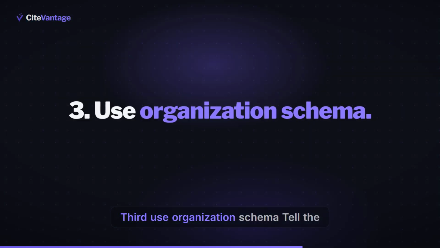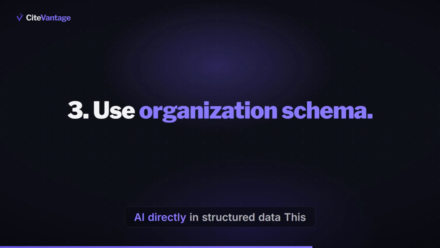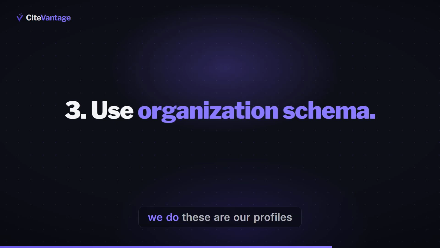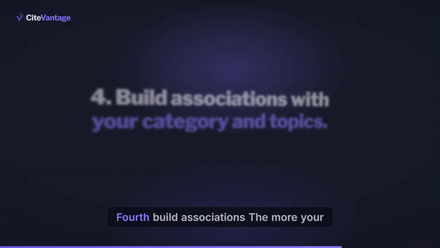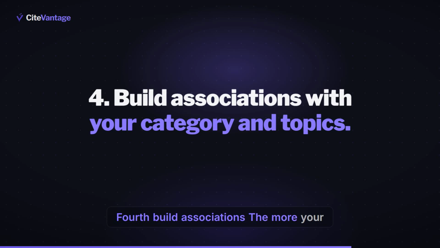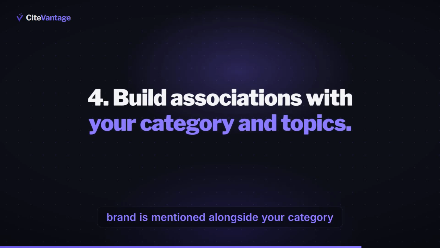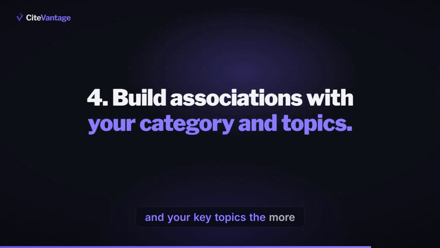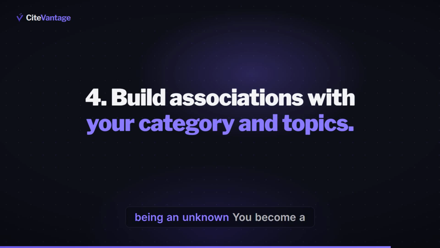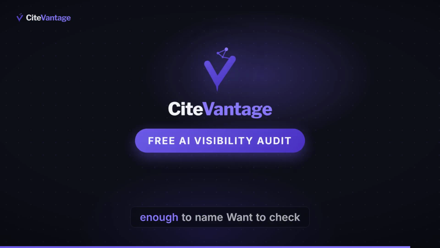Third, use organization schema. Tell the AI directly, in structured data. This is our brand. This is what we do. These are our profiles. Fourth, build associations. The more your brand is mentioned alongside your category and your key topics, the more strongly AI links you to them. Get this right, and you stop being an unknown. You become a brand the AI recognizes and trusts enough to name.